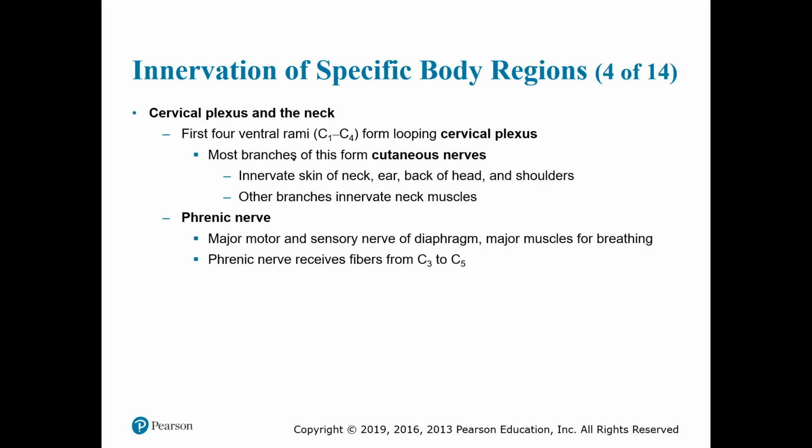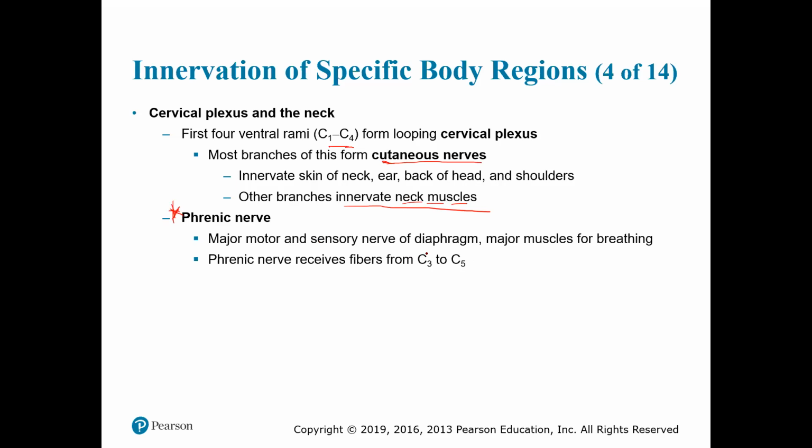So the cervical plexus, C1 through C4, includes cutaneous nerves to the skin, which are sensory. And then you have innervation to the muscles coming from the cervical plexus. Now, these are neck muscles, not arm, because that would be brachial plexus. This is important, and I might have mentioned this before.